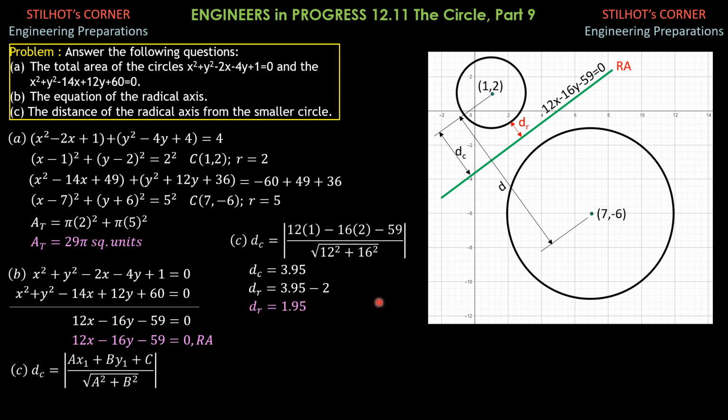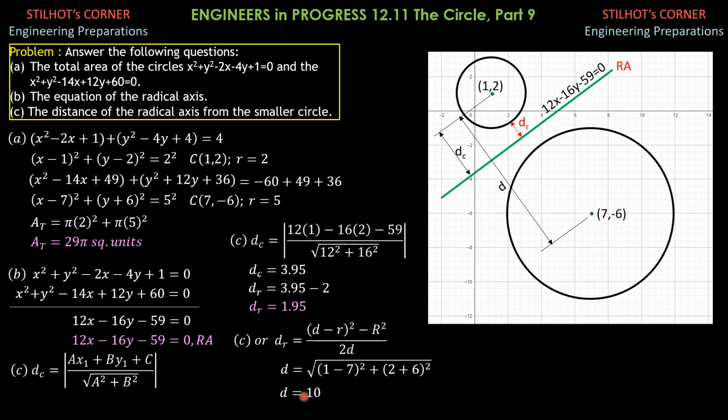For the derived expression for d sub r, which is quantity d, this d here, minus radius of small circle squared minus radius of bigger circle squared, all over 2d. That's the formula which I derived. Look at the derivation from the preceding videos. Then d is square root of quantity 1 minus 7 squared plus quantity 2 minus negative 6 squared. So quantity 1 minus 7 squared plus quantity 2 plus 6 squared, that's 8. This is 6, so d is square root of 100 or 10 units.